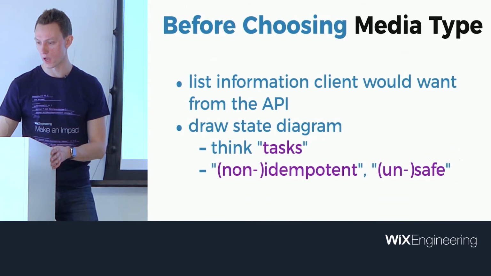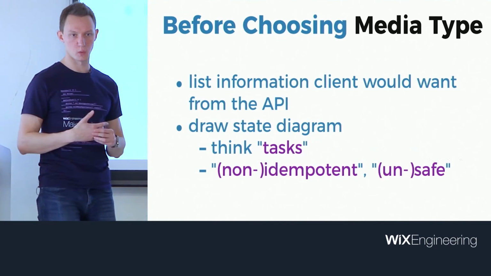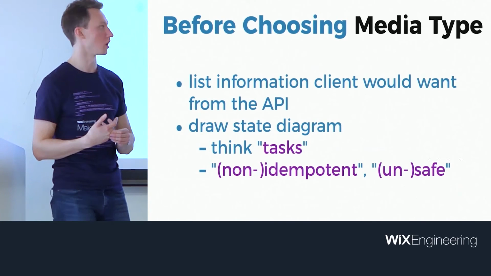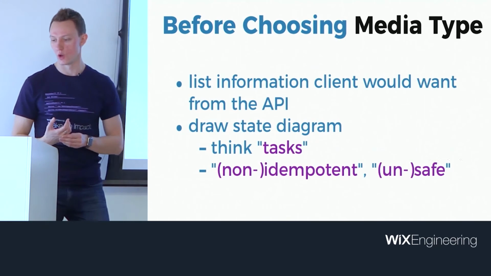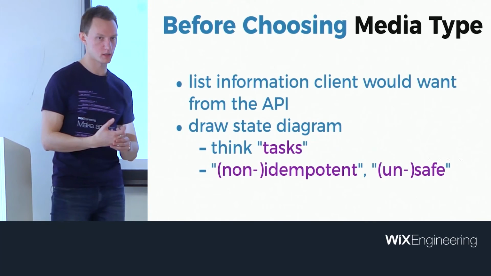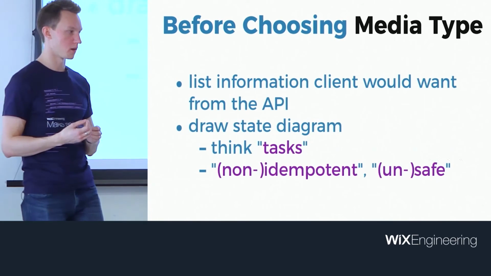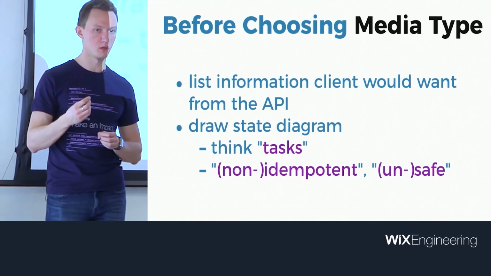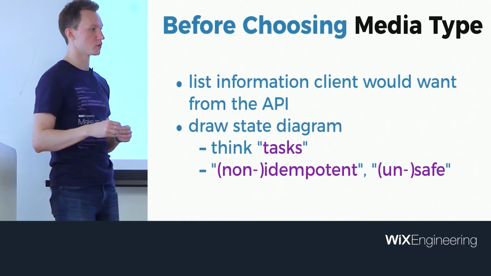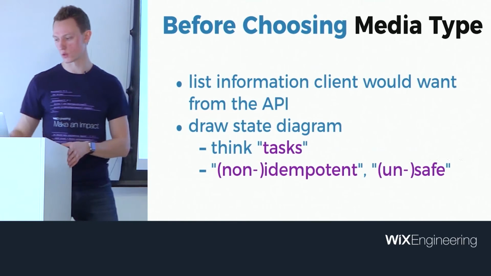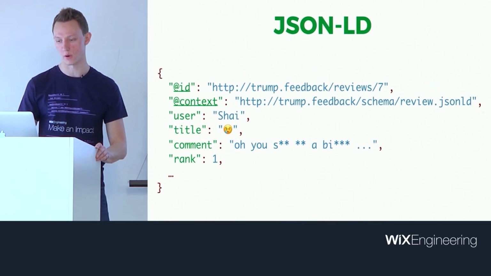hypermedia media types. And before choosing a media type, we have to think about the tasks that we want to address by the API. We want to draw a state diagram and actually understand if we need this dynamic data model or not. We have to understand if it's enough for us just to introduce dynamic URLs or not. So that's where the practical game begins, and this is the most funny part.